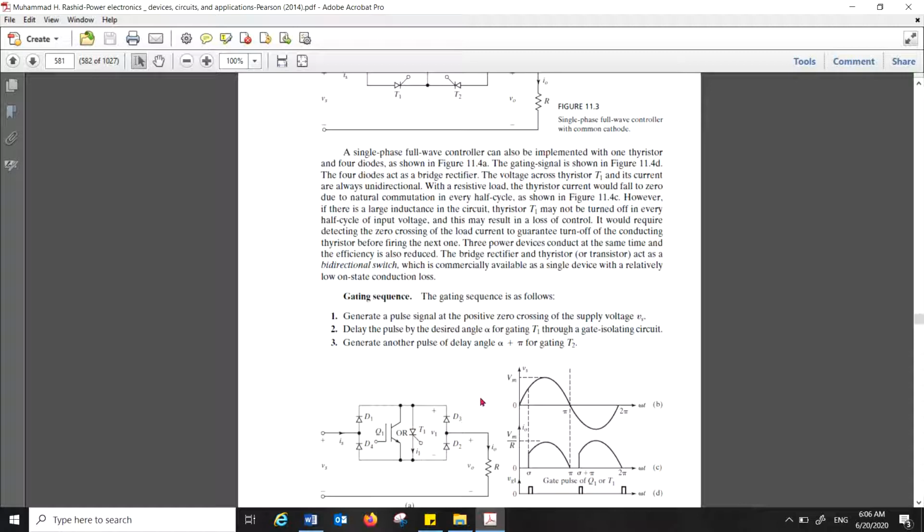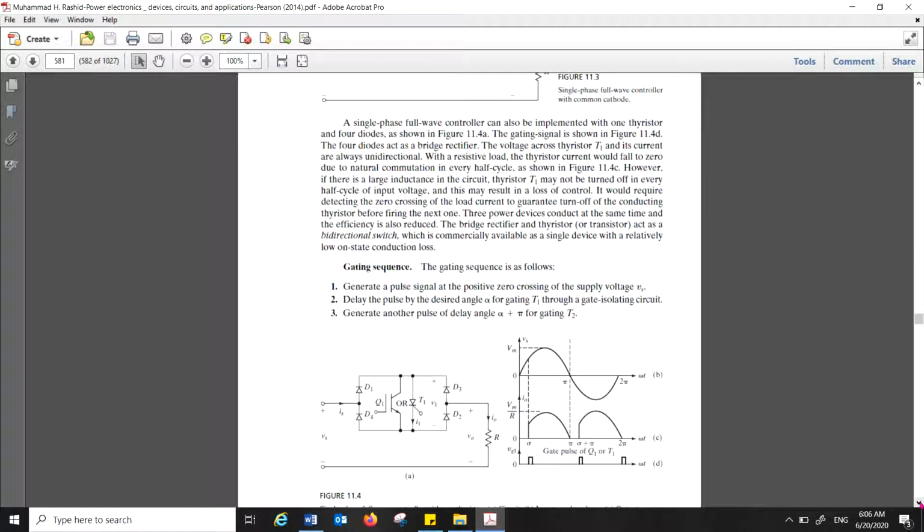If you look at the diagram very carefully, this is your input supply, and this one is the load current, with a resistive load R. We start firing at delta, and we have the same shape, as the current always follows the shape of the input supply. Then again it is fired at the same angle plus pi, and we are getting the sequence for thyristor T1.